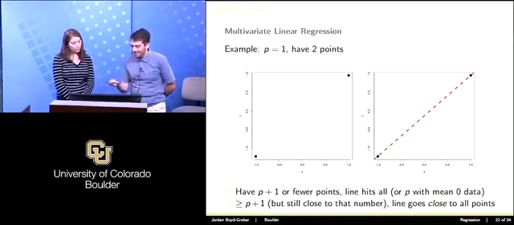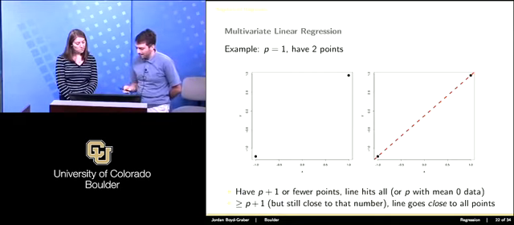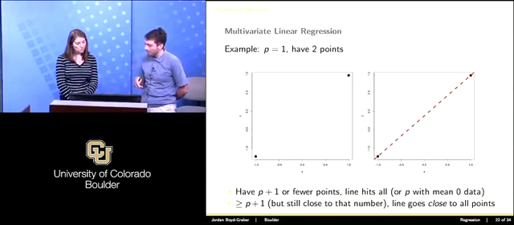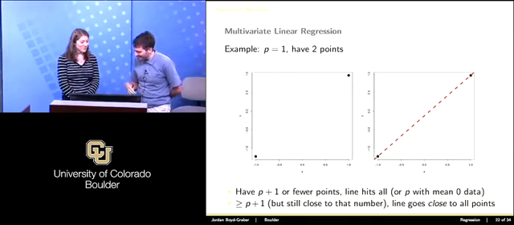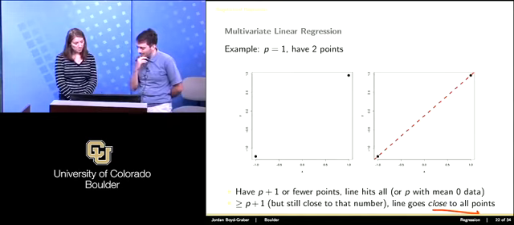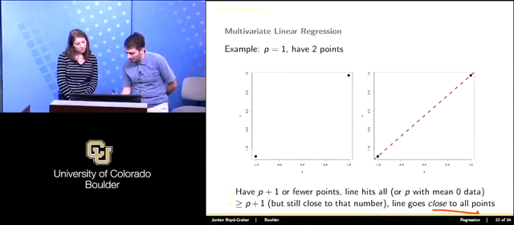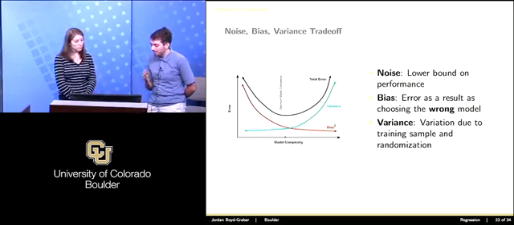So now let's talk about multivariate linear regression. If you have 2 points, you can fit that perfectly with a line. That's a fact from geometry. And so the line is close to all points when you have exactly the right number of observations given your dimensionality. But let's think about what happens when we have very high dimensional data.